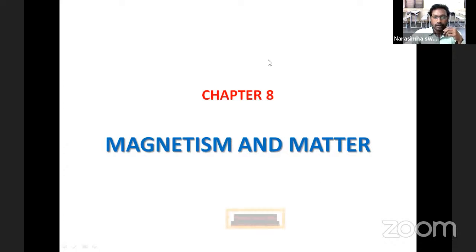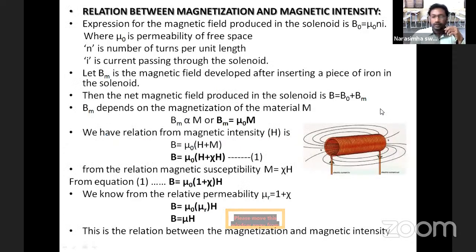Yeah, good morning, students. The other day we stopped at magnetism and matter, that is chapter 8, and we stopped with one concept, that is the relation between magnetization and magnetic intensity. So in this, we are obtaining the relation between magnetization and magnetic intensity.